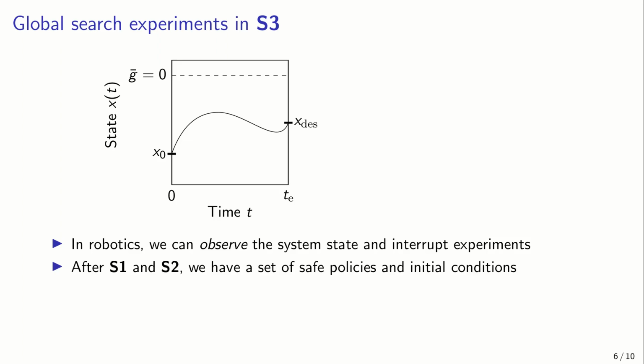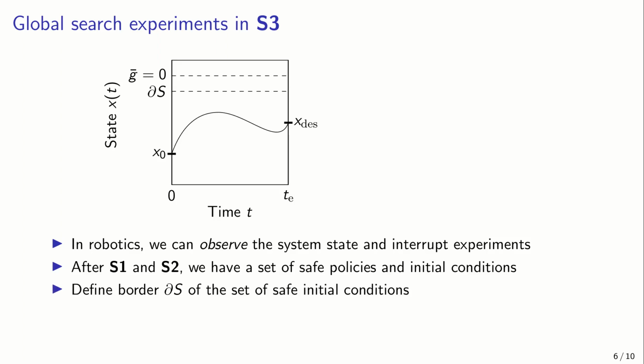After stages 1 and 2, we now have a set of safe policies and a set of initial conditions from which we can trigger those policies. That way, we can now define a border of the set of safe initial conditions. And this tells us that as long as we are below this border, we can for all states trigger a safe backup policy and for which we can guarantee safety. As soon as we are above the threshold, we lose all our guarantees.